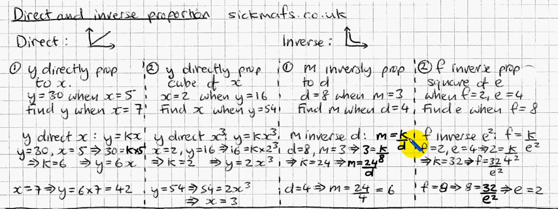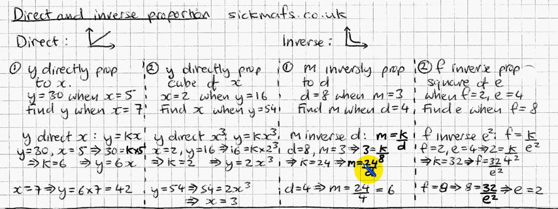But when we do the same sort of working out, they give you a pair of numbers, D equals 8 when M equals 3. So replace the D with an 8, replace the M with a 3, as you can see here, and that helps you easily figure out what K must be. Just move that divide by 8 to the other side, make it times by 8, so you've got 8 times 3, which is 24. So K is 24, so replace the K with 24, and you've got your nice formula, M equals 24 divided by D.